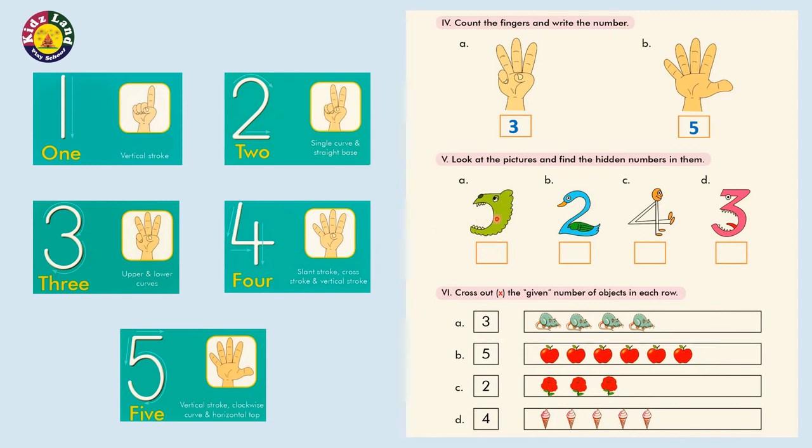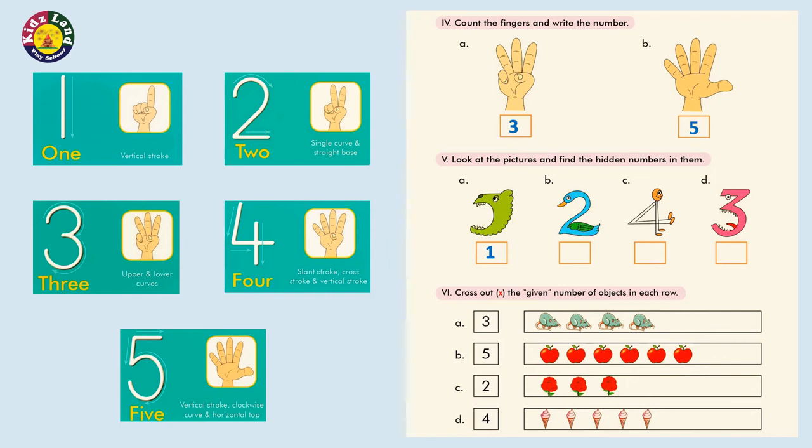The next one is, they have drawn some pictures here. Look at the picture and find the hidden number in the picture. That means the picture is hiding the number. You have to search it out. I'll make the first one easy for you. It is nothing but number 1. So I'm writing number 1 in the box. It's so simple. It's only 1. It's an animal that is showing number 1.